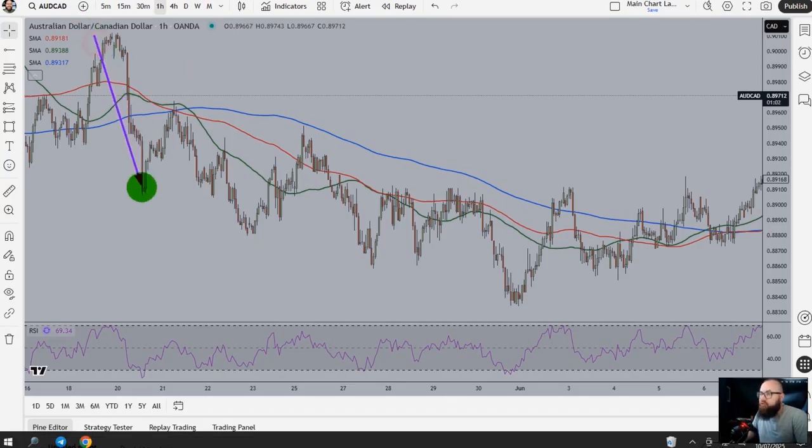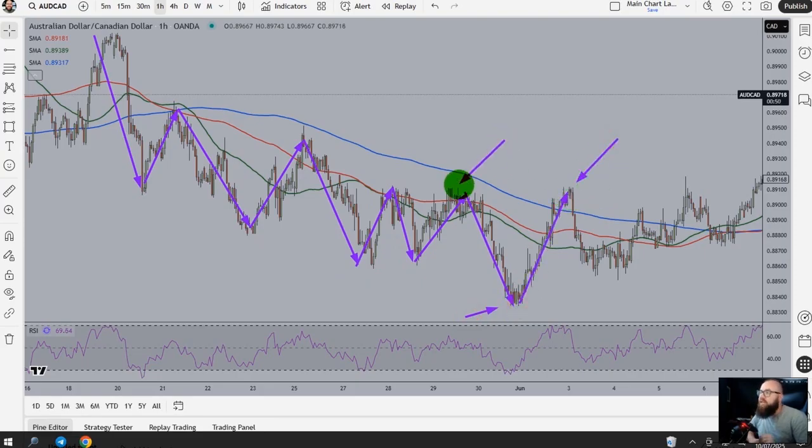So we have this downtrend, lower highs, lower lows. Okay, we have a bit of a consolidation here. But then we have a lower low. This is your signal. Okay, a high that's very similar to the high previous. We then form a higher low, and off we go.